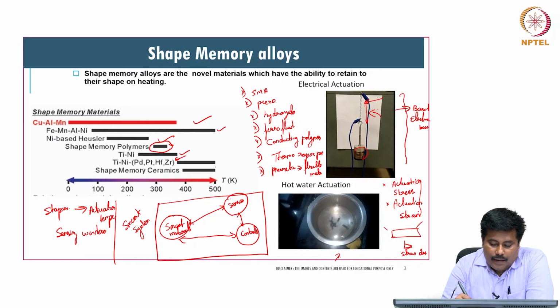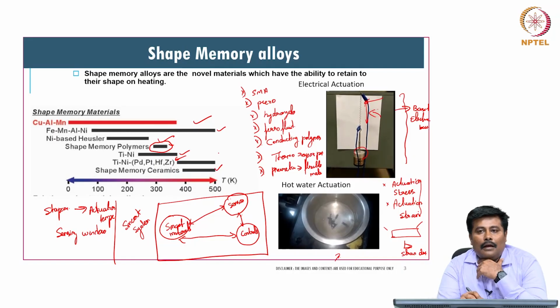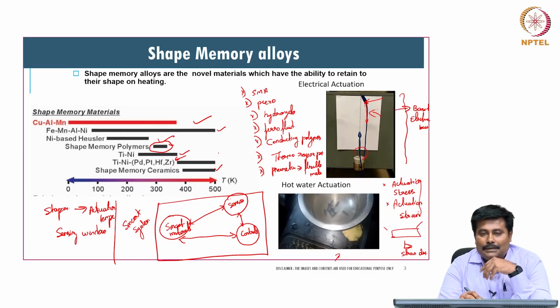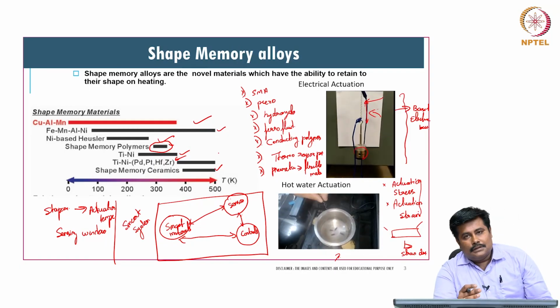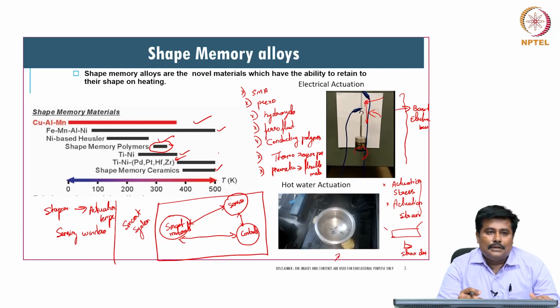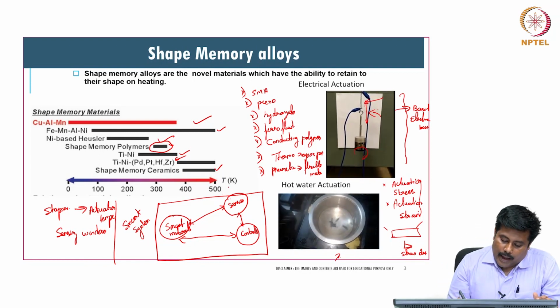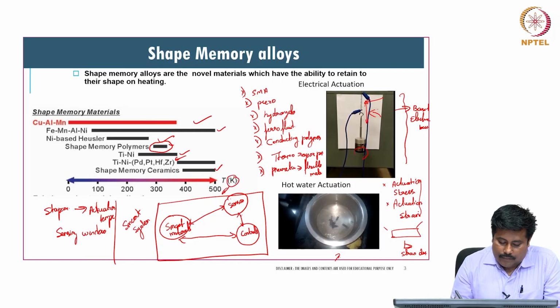And then we have the shape memory ceramics. Many shape memory ceramics are being developed basically for high temperature applications, etc. Now, if you see the overall family of these shape memory alloys, they are governed by the actuation temperature. In this particular case, this is with reference to Kelvin.